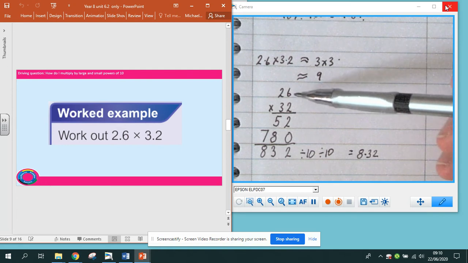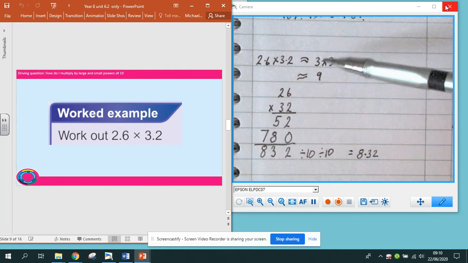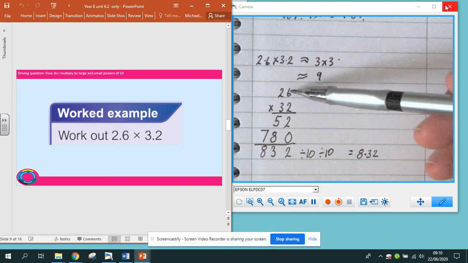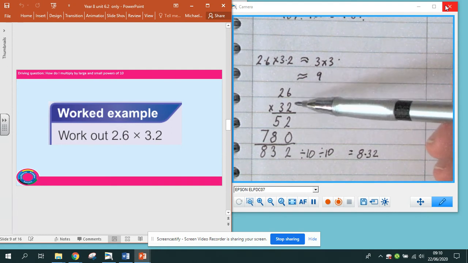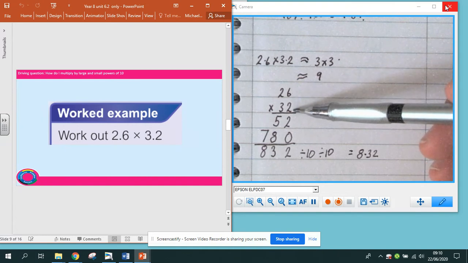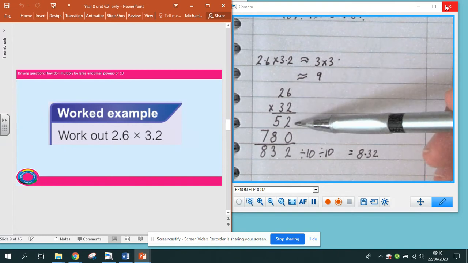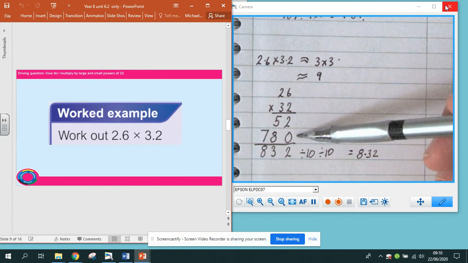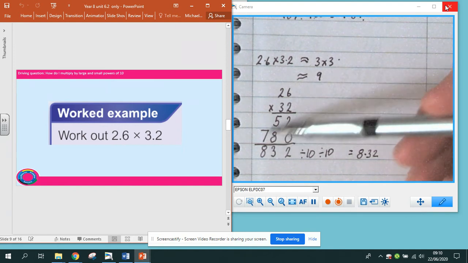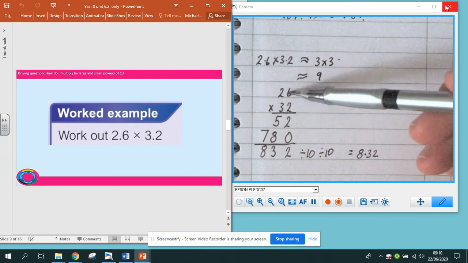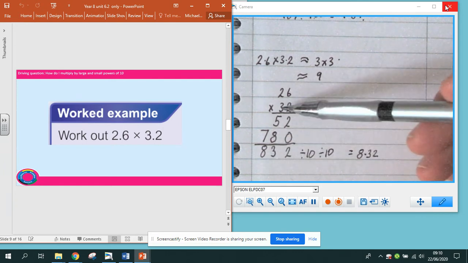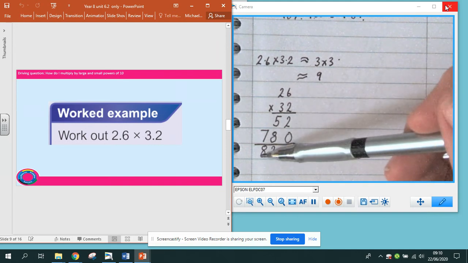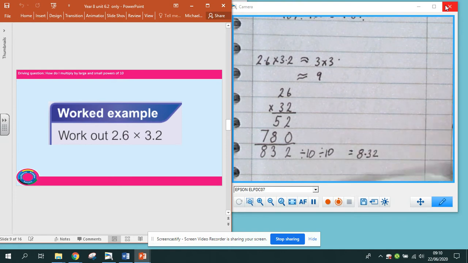So now I'm just going to ignore the fact that there's a decimal point in there and just carry out the multiplication. So I'm going to multiply first by 2, so 26 times 2 is 52. Then I'm going to multiply by 30, so I'm going to put down a 0 in the ones column and then multiply by 3. 3 6s are 18, put down an 8, carry the 1. 3 2s are 6 and 1 is 7, so that gives me my 780. I add them together, I get 832.